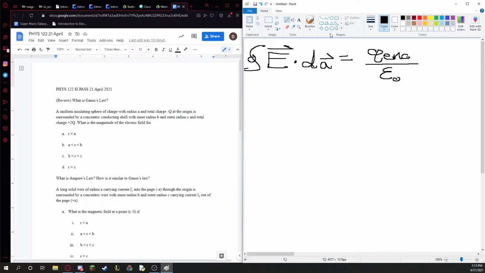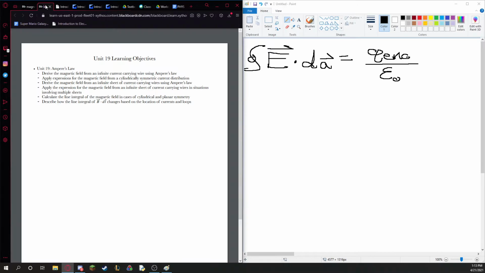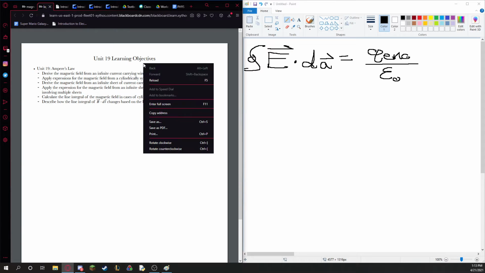Now, why would I be bringing Gauss's law back up here if we're talking about Ampere's law for Unit 19? Gauss's law is for electric fields. How is it similar to Ampere's law for magnetic fields?